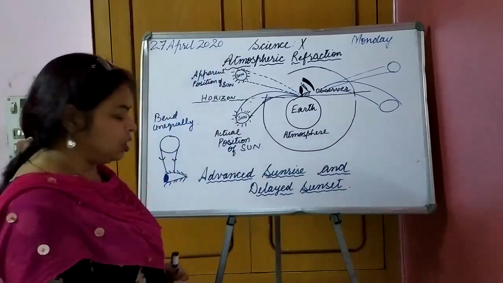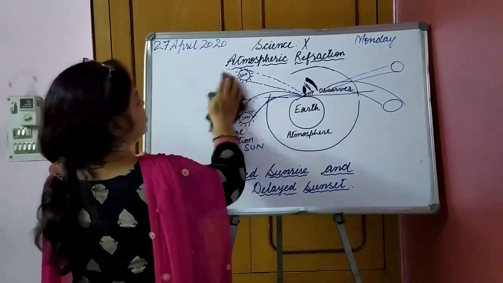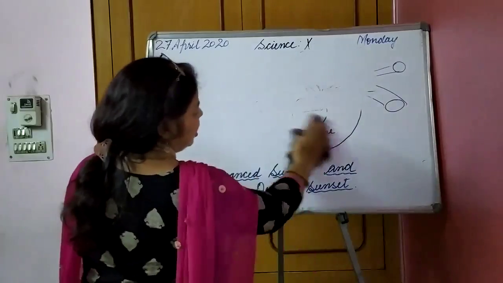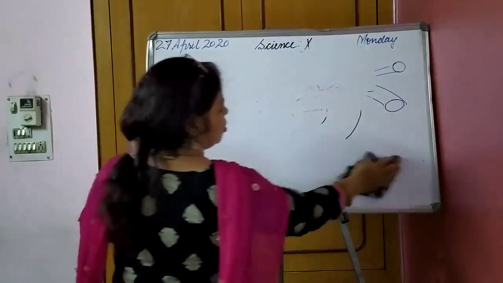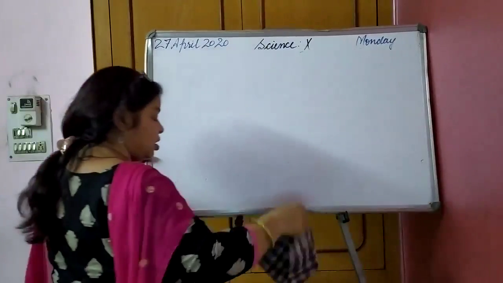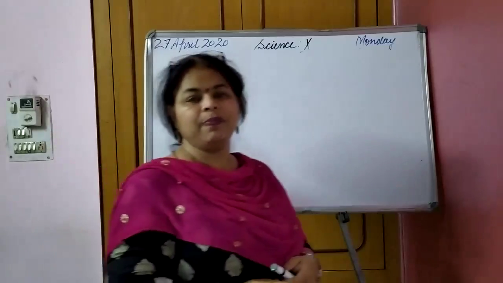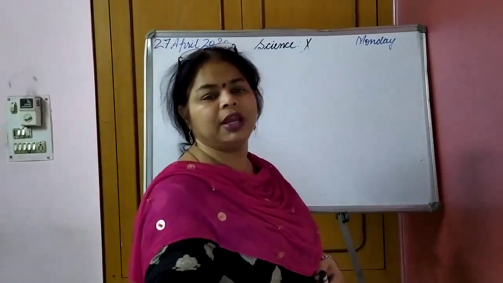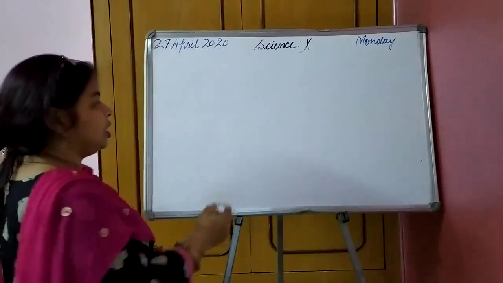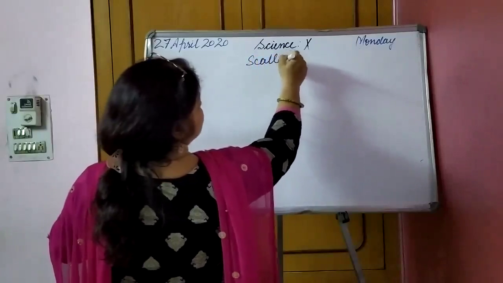Now let us come to the next concept, and that is scattering of light. The next one is scattering, S-C-A-T-T-E-R-I-N-G, scattering of light. What is scattering of light? This is a process taking place in our atmosphere, and because of that only we are able to see each other. Okay, so the concept that we are going to deal with is scattering of light.